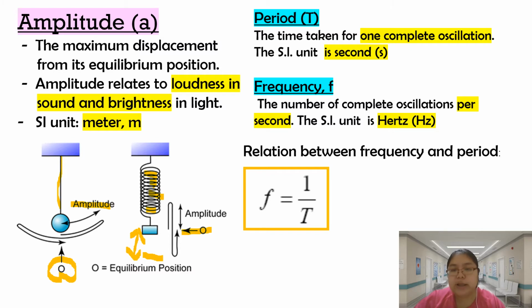Okay, the relationship between frequency and period is f = 1/T. If you want to find the period, you must have the frequency. If you want to find the frequency, you must have the period. Then we can find it. So these are the 5 physical quantities we need to learn about the wave.